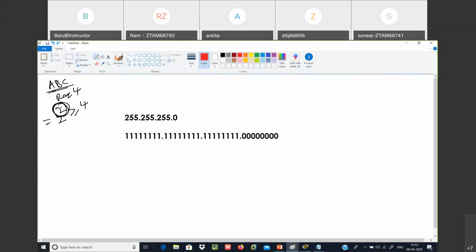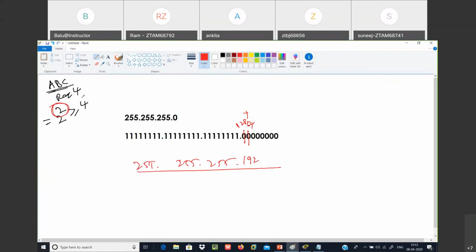If the n value is 3, then convert 3 bits. So how many bits we need to convert always depends upon the power value. Now here the power value is 2, so I'm going to convert 2 bits. The first bit value is 128. The second bit value is 64. 128 plus 64 is 192. The remaining stays as is: 255.255.255.192.